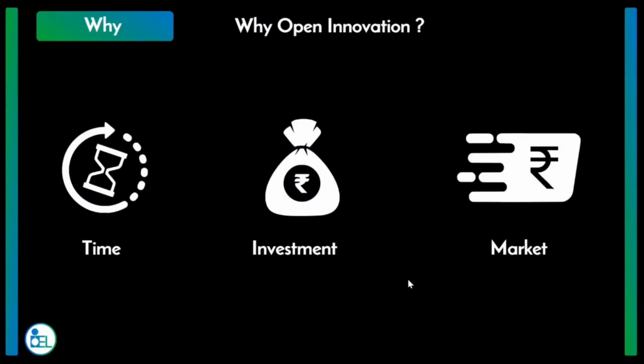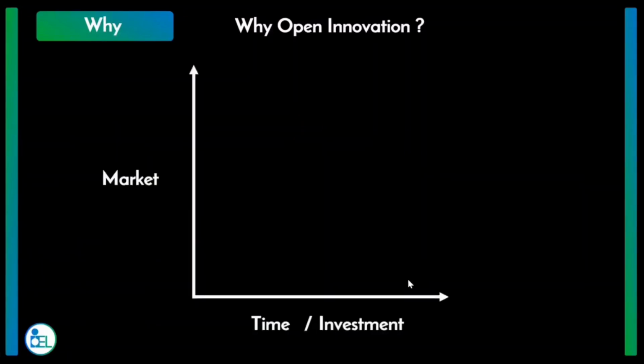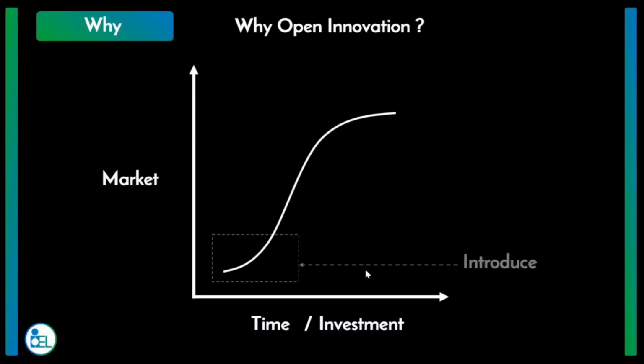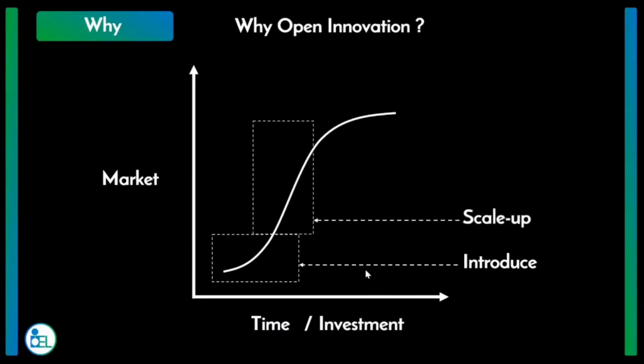Time is one factor, your financial aspect is another factor, then the market, right? How you will position your product, process, or service will also influence whether you go for open innovation, right? This plot, where you have market versus time or investment for any product, process, or service, is a product cycle, which we call an S curve, where you introduce your product, process, or service, then you go to the next level of scaling up.